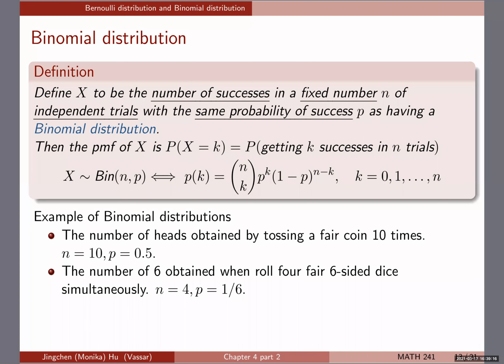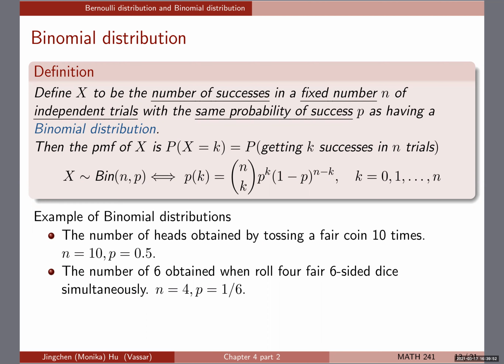The second example follows what we had earlier with the Bernoulli as well. If I'm looking at the number of 6s obtained when rolling four fair 6-sided dice simultaneously, then the number of successes follows a binomial distribution with N equal to 4, because I'm rolling 4 dice, and the success probability is 1/6, because they are fair 6-sided dice.